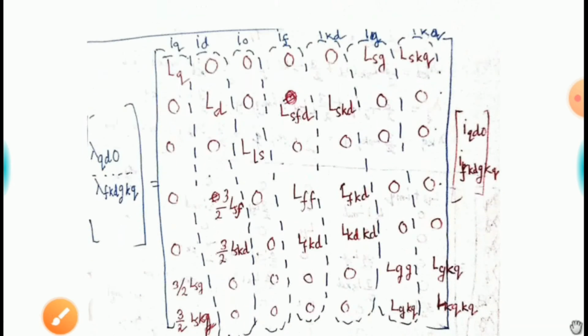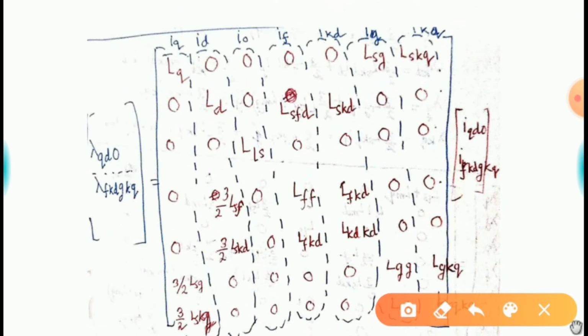However, if we come here, I'm talking about these two elements. One is this LSG, and another one at the 6-1 position is 3 by 2 LSG. Now having this 3 by 2 term is a bit annoying. That makes the whole thing asymmetrical. We cannot transpose this matrix and claim that the transpose will result in the same matrix.